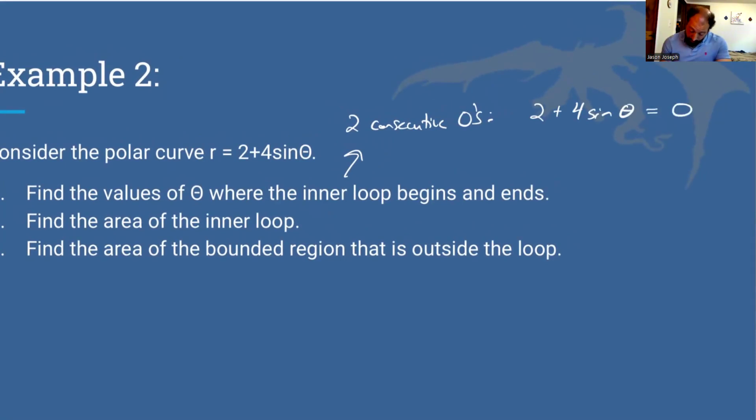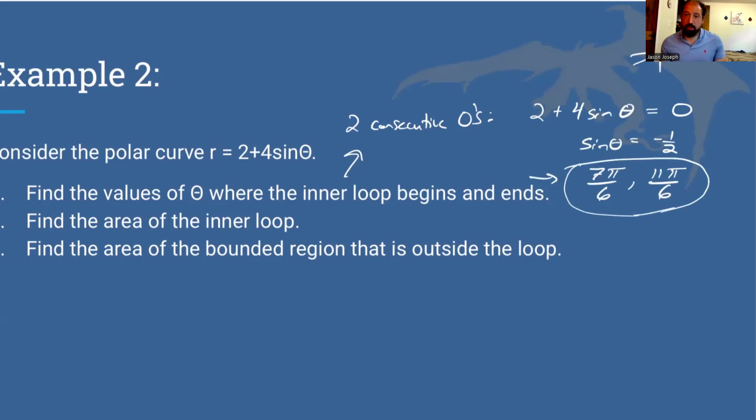All right, so anyway, we get sine theta is negative 1/2. So I want a reference angle of pi/6, and I want to be in quadrants 3 and 4, here and here with a pi/6 there. So that would be 7 pi/6 and 11 pi/6. Yay. Okay, so that's our answer for where the inner loop begins and ends.